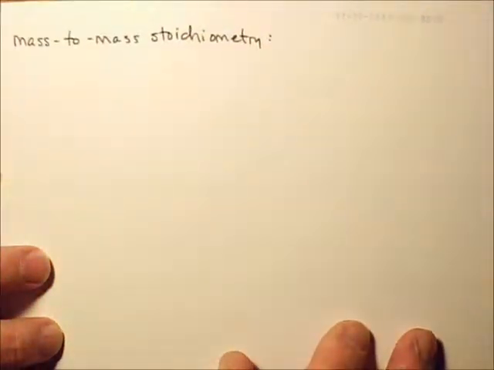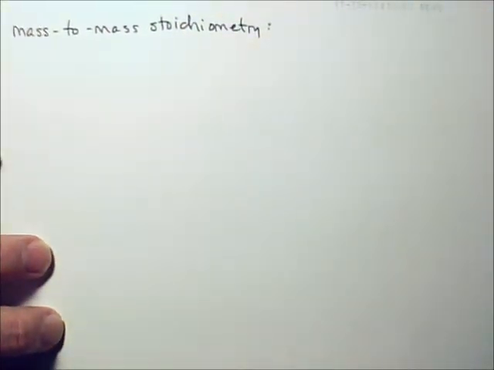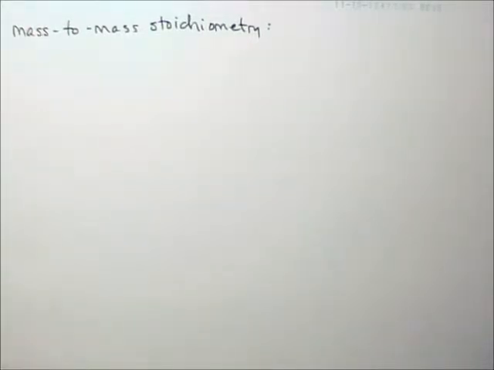Alright, so what we're going to learn here today is we're going to put all the skills we learned yesterday together into a really long problem. It's one of many types of stoichiometry. This is the one that chemistry students learn first. It's called mass-to-mass stoichiometry. So we're going to start with the mass of one chemical and find the mass of another chemical.